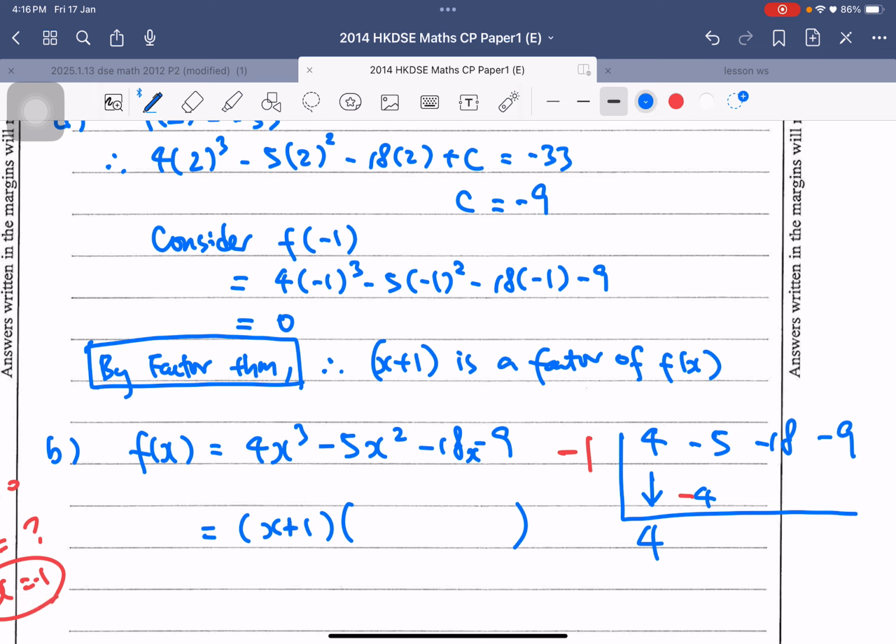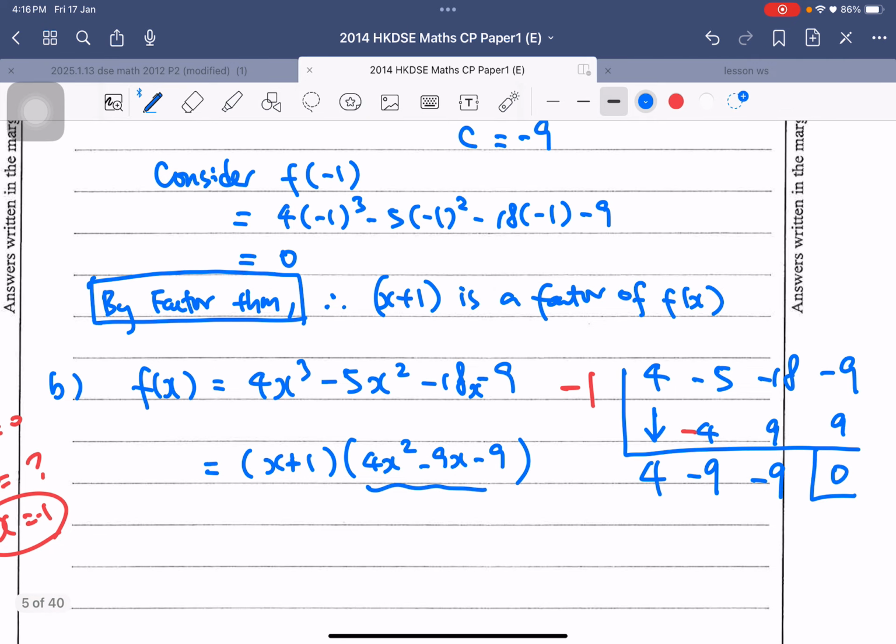Then you do the plus. So we have negative 9. And then you do the times, negative 1 times negative 9, giving you 9. And then do plus again, giving you negative 9. And then we have 9 here. So that's the 0 here. The 0 here is going to be your remainder. So now for this part, you can write it as 4x squared minus 9x minus 9.